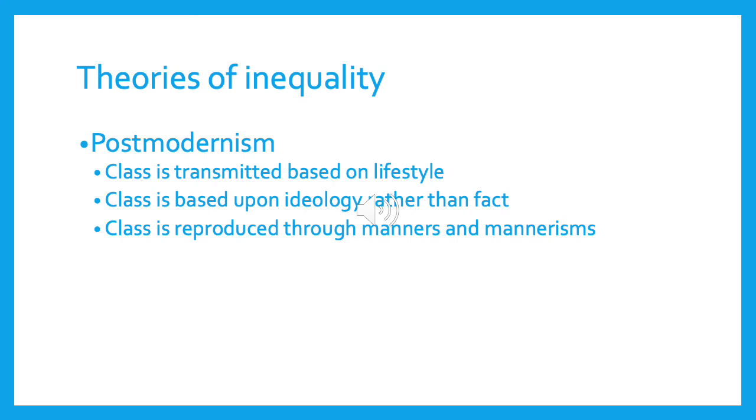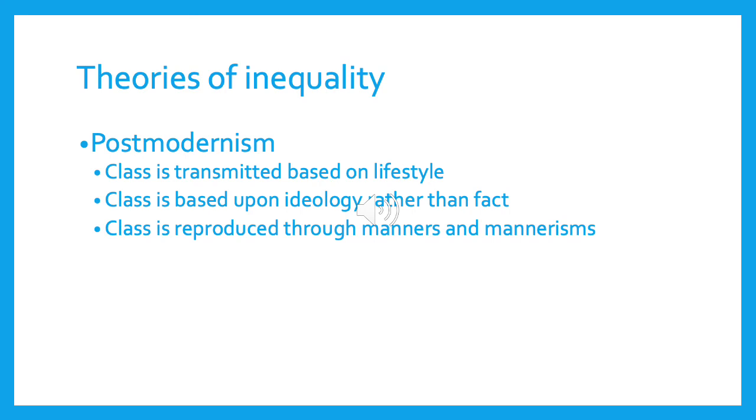It really just seeks to explain how class is done in postmodern society. So, for postmodernists, class is transmitted based on lifestyle. For postmodernists, lifestyle means something very particular. Lifestyle is a combination of our manners, our mannerisms, our habits, and our habitus.